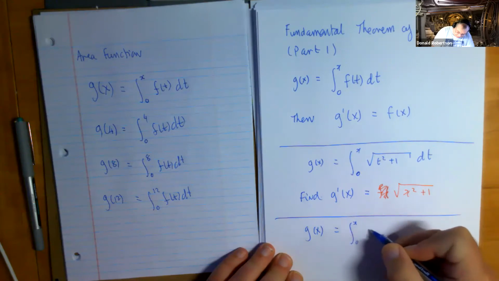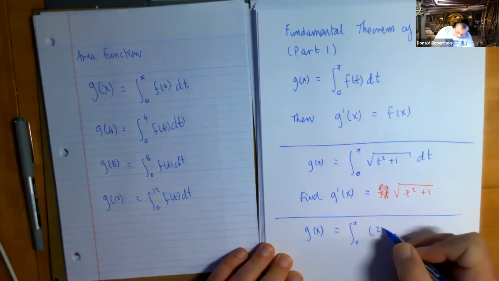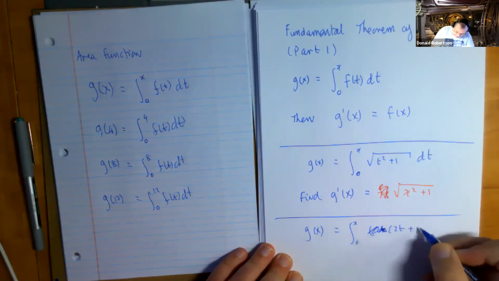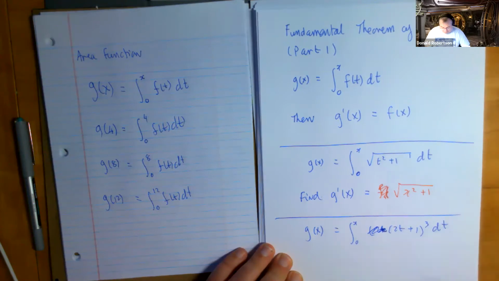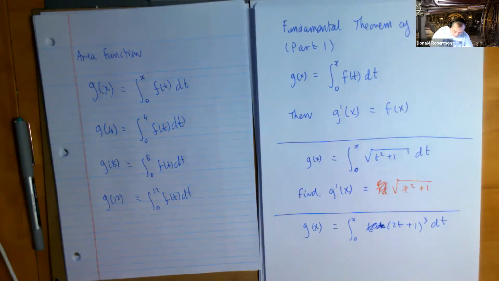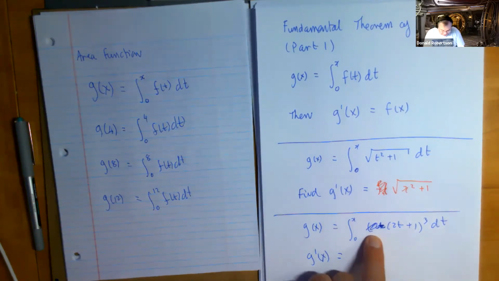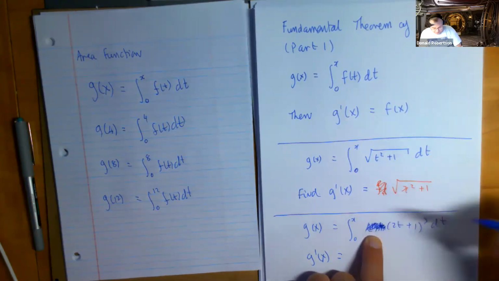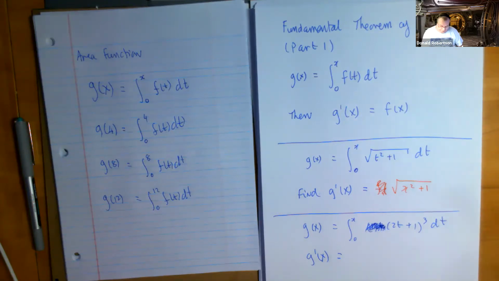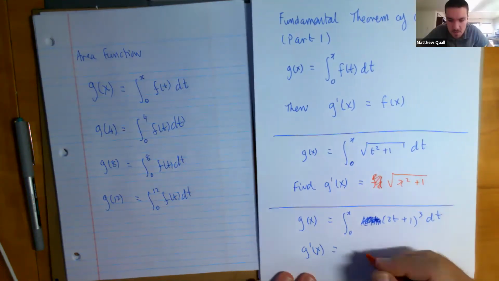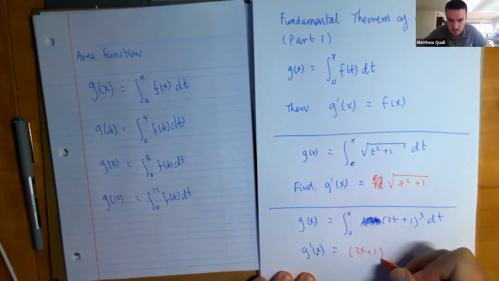Suppose you had this area function, the integral of 2t plus 1 cubed dt. What would be the derivative of this area function? Two x plus 1 cubed. Agreed?